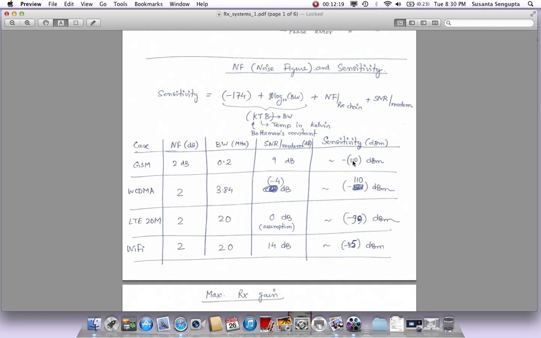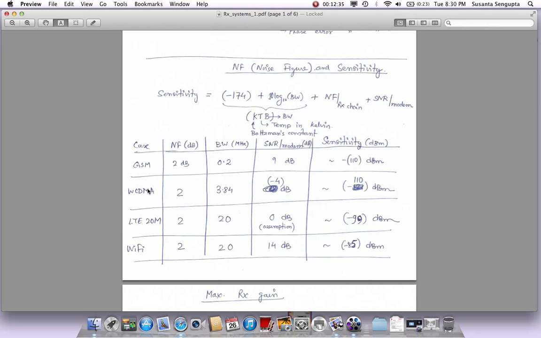If you had a sine wave and you wanted to know the peak amplitude, it will be about 1 microvolt. That's how low of a signal these phones can actually detect. It's amazing, it's so small. So this will be the sensitivity number for GSM.